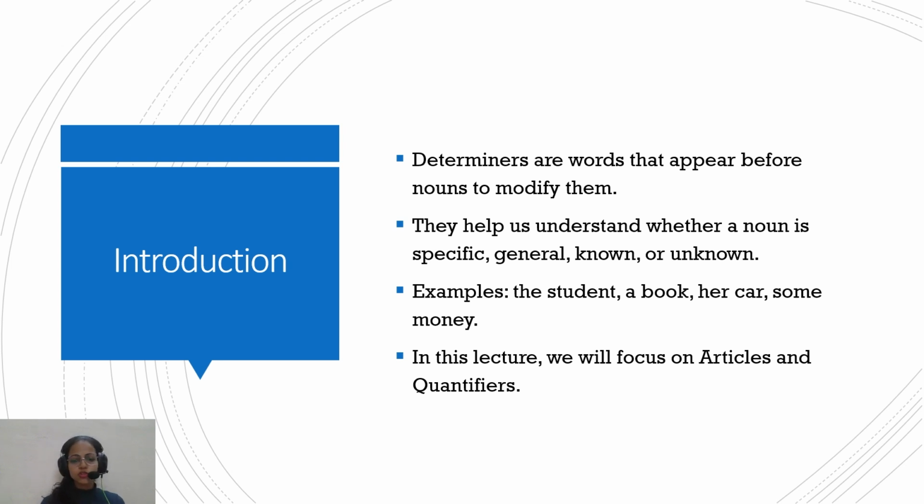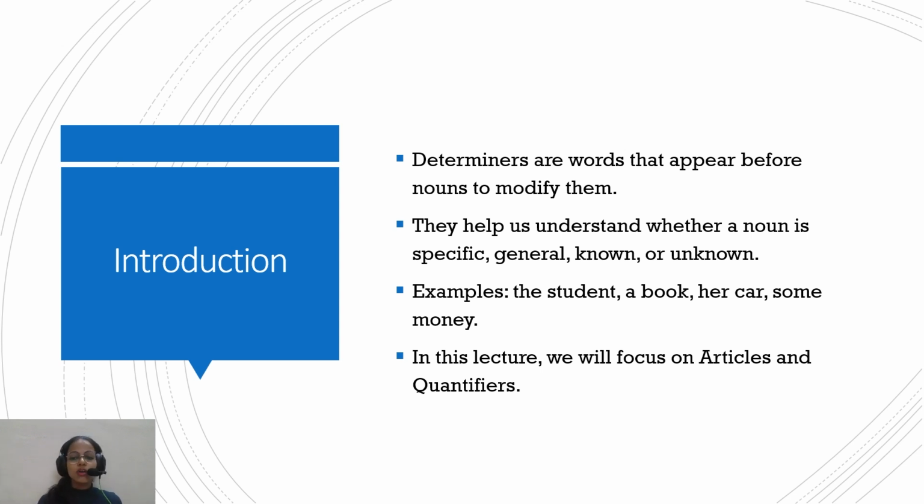So some of the examples could be, say, the student. So the is an article, which is a type of determiner. Here the usage of the is telling us that we are talking about a student in a specific context. So we'll understand this in greater detail when we cover articles. Similarly, a book. Here we are not referring to any specific book, but a book in general.